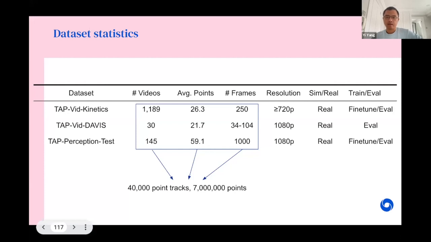In summary, we annotate 3 different point tracking datasets. Our datasets in total cover different aspects of point tracking with more than 40,000 point tracks and 7 million annotated points with occlusion flags. We hope this dataset can enable the measure of physics understanding in the real world. And next, I will hand over to Carl to talk about our baselines on point tracking for Perception Test.